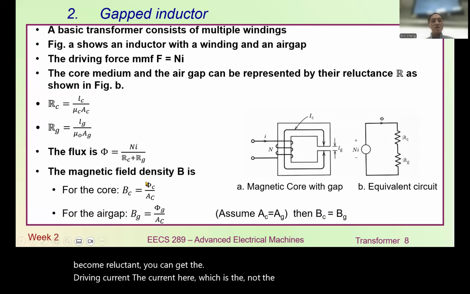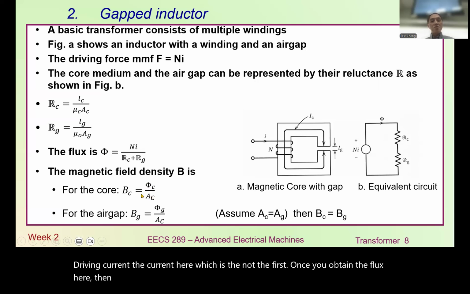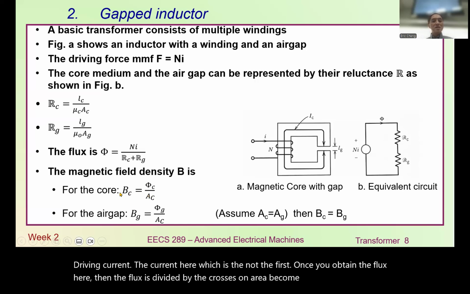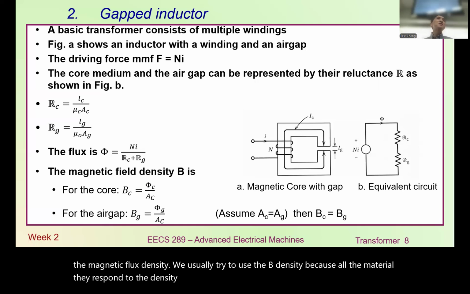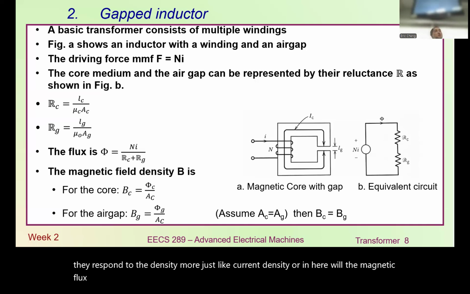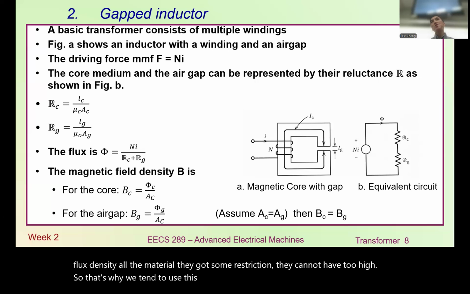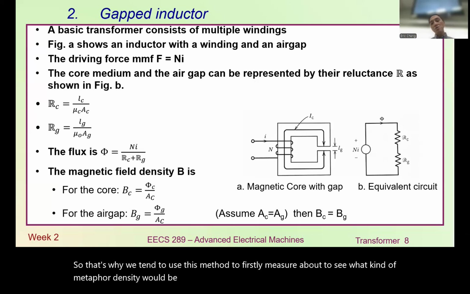Once you obtain the flux, the flux is divided by the cross-sectional area to become the density. B is called the magnetic flux density. We usually try to use the B density because all materials respond more to the density, just like current density, or here the magnetic flux density. All materials have some restriction. They cannot have too high a magnetic flux density, otherwise they saturate. So that's why we tend to use this method to first see what magnetic flux density would be suitable, and then we may also adjust the air gap to control it.